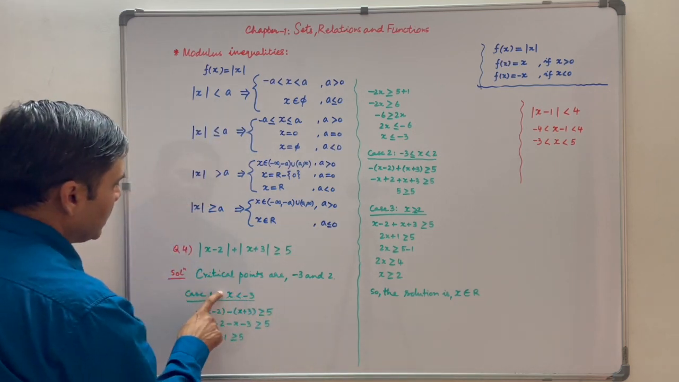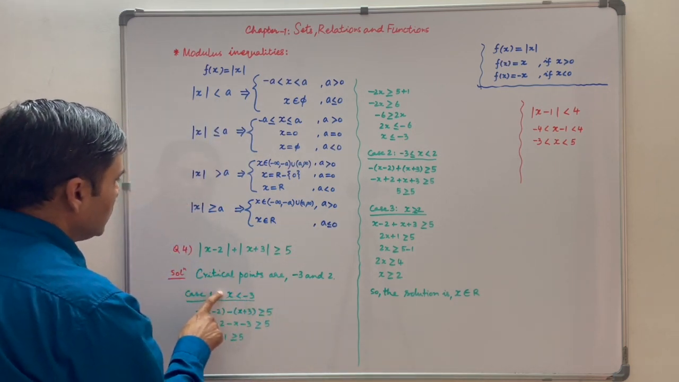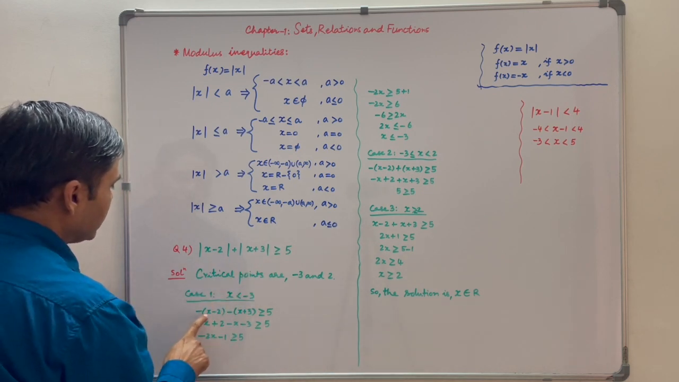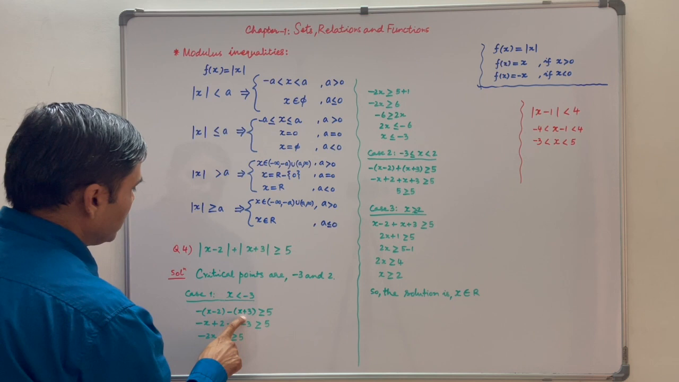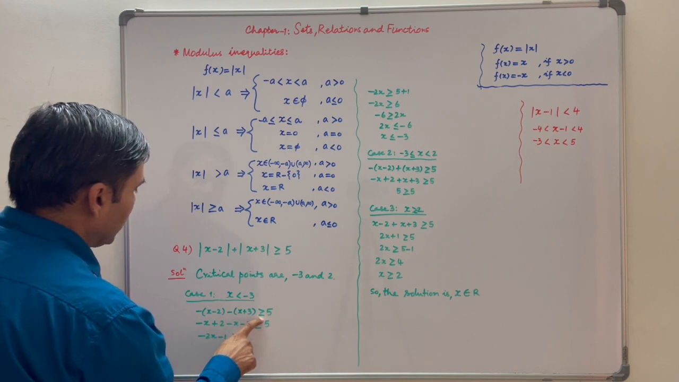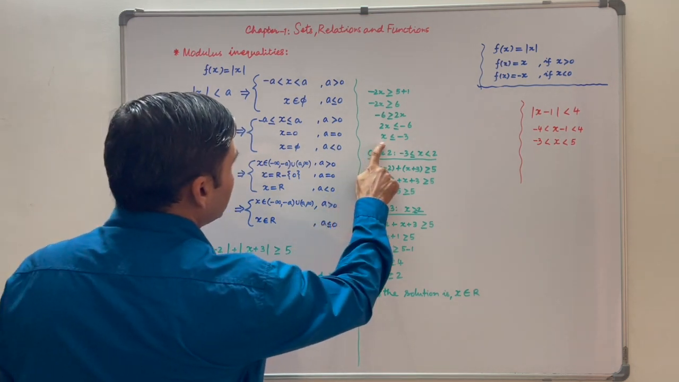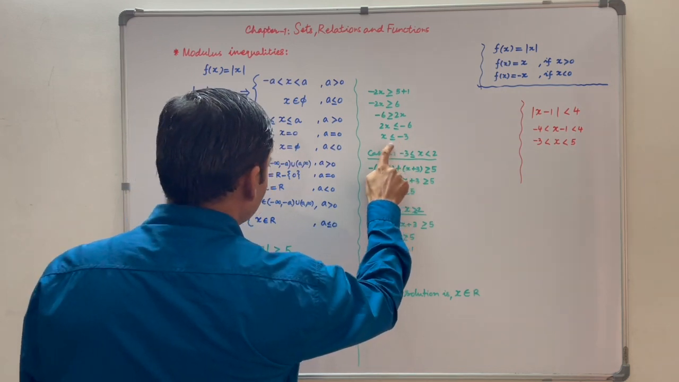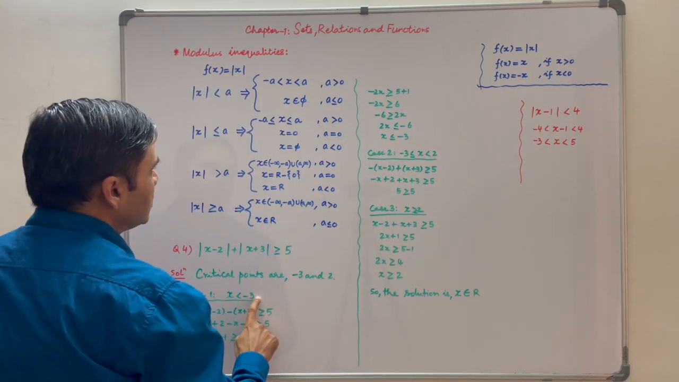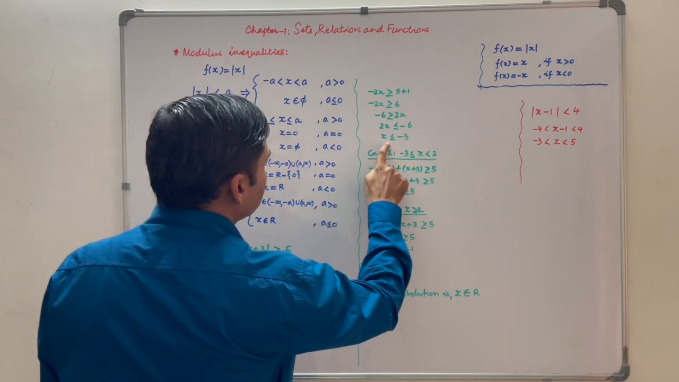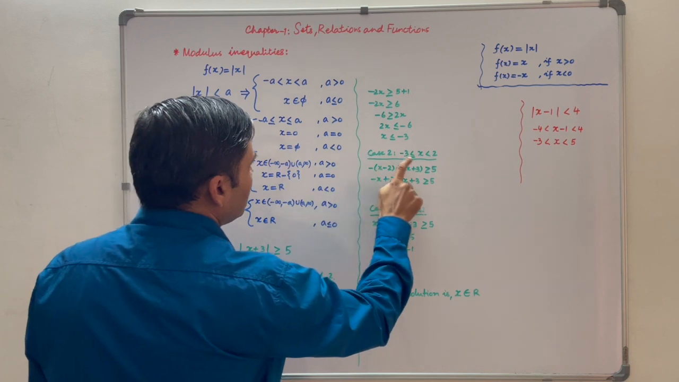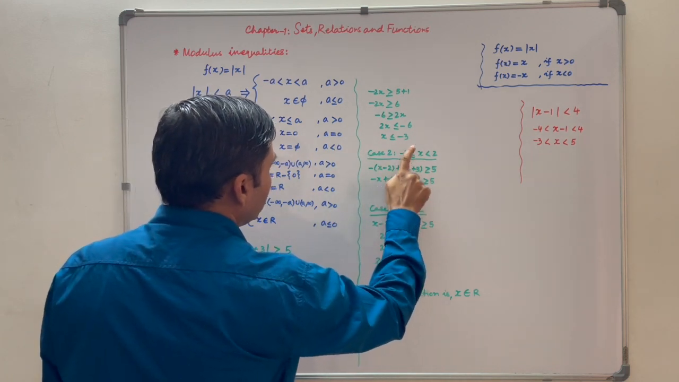First case, when x is less than −3. So both of them will be negative. So we will write −(x − 2) − (x + 3) ≥ 5. So we will reach here: x ≤ −3. We will check this solution against this condition, which is true. So x ≤ −3 is one solution. Second case, when x lies between −3 and 2.